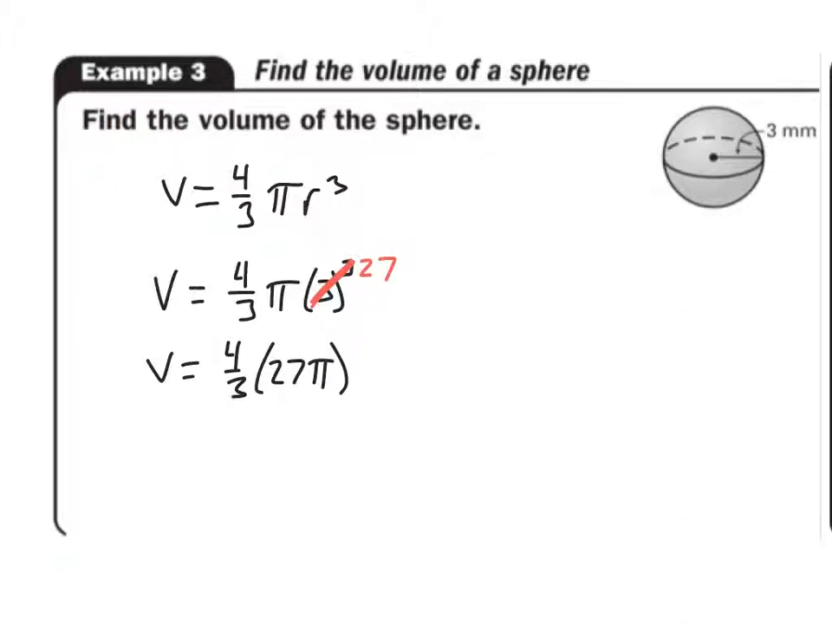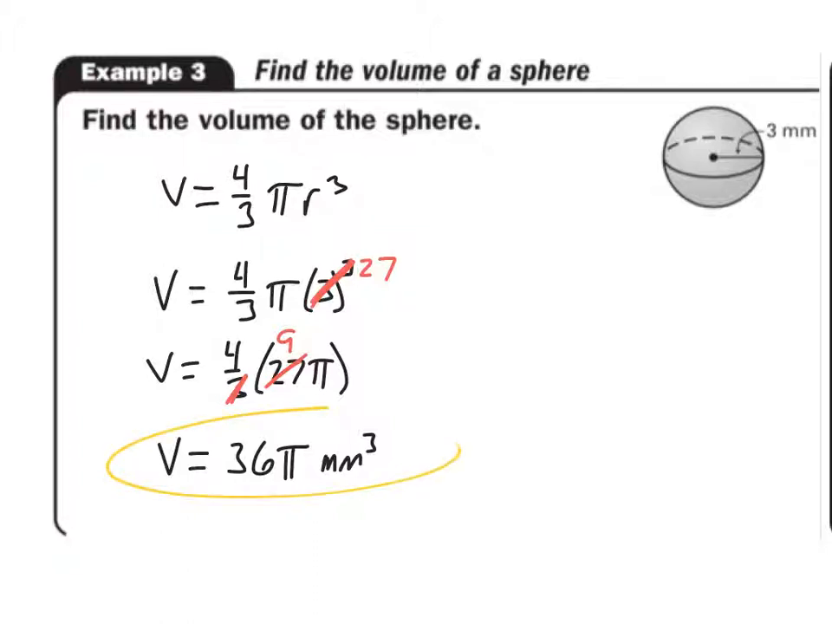Now, what I suggest doing is, again, reducing stuff down, cancel stuff. I don't like to have to do more work than I need to. And so I know that 27 is essentially on top of that fraction, and the 3 is on the bottom. So 3 goes into 27 9 times. 4 times 9, that means my volume is exactly 36 pi cubic millimeters. Questions?